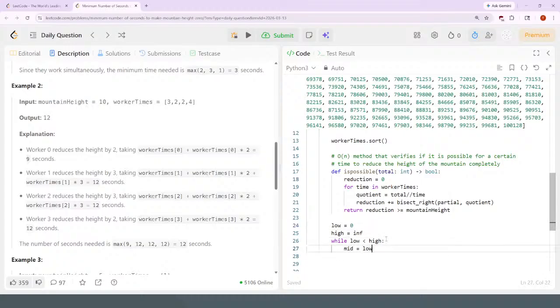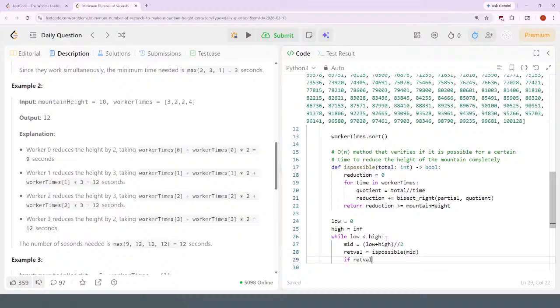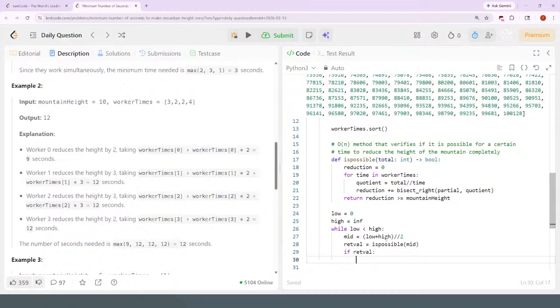Mid is equal to low plus high divided by 2. I'll do return value equals is possible, trying the mid value. If it's possible, then I want to try to lower the high. So the high is equal to mid plus 1, or is it mid?